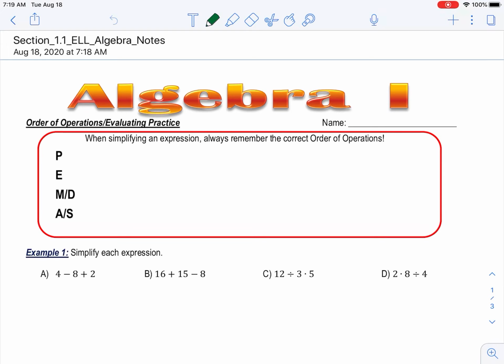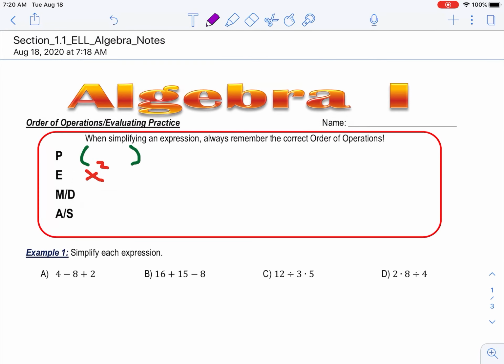So P stands for parentheses. Okay, so we always want to start off dealing with the parentheses. If we see parentheses first, we must do whatever's inside that first. Okay, the E stands for exponents. So we're going to look for anything that has a power. All right, that will be the second thing that we have to clean up.